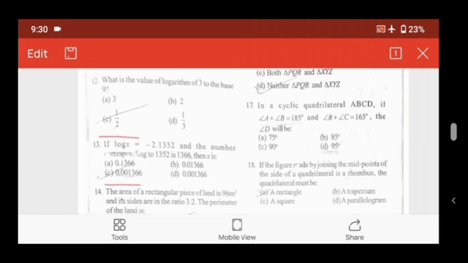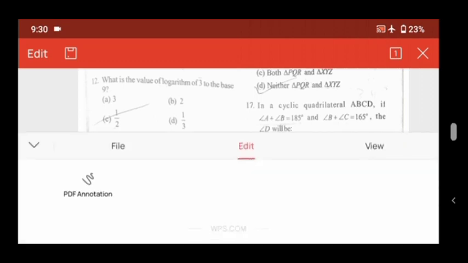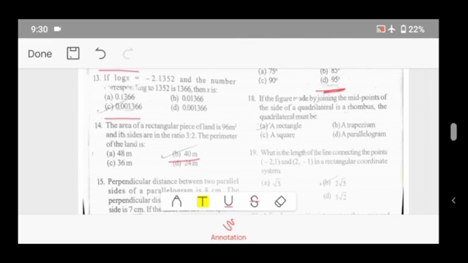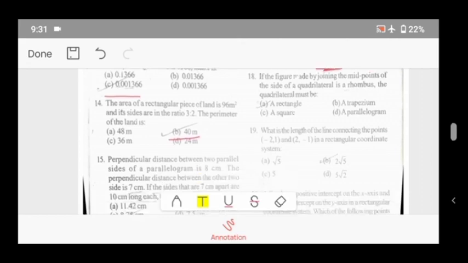95. Wait, let me mark that answer. 95. Okay. Now the 18th one: if the figure made by joining the midpoints of the sides of the quadrilateral is a rhombus, then the quadrilateral must be a rectangle. So the answer will be a rectangle, because in the 10th class you will study this. You will know the answer if you have learned it correctly.